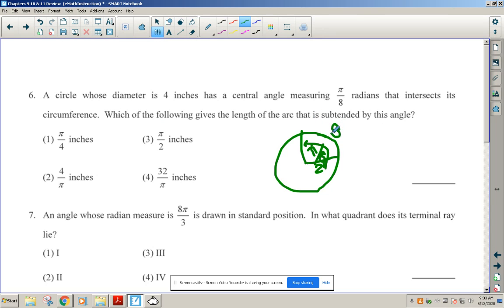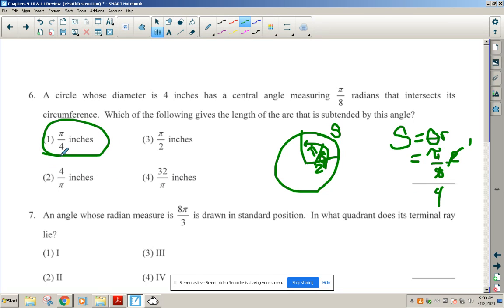Remember, this was now in lesson 2. Oh my goodness, we are really going back to the beginning. Arc length, S, and in the video I said, think about this as S equals theta R. So this is now my theta, pi over 8, multiplied by my radius of 2 inches. So this gives me pi over 4 when I reduce. So pi over 4 inches would be my arc length.